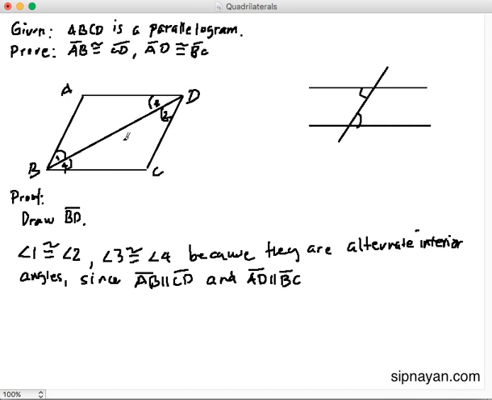Now, of course, BD is congruent to itself, by reflexive property, no? A segment is congruent to itself.